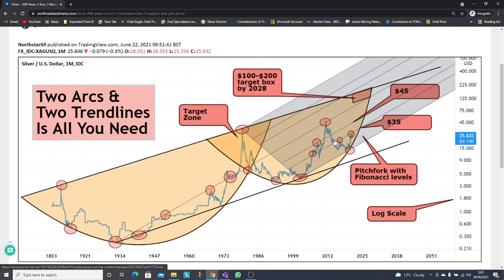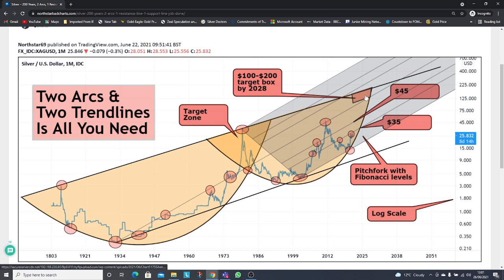So pretty amazing stuff, really. By continuing this arc upwards and finding where it intersects with this sort of trend line that goes back a couple of hundred years, it does identify a place in time and price as well. So it's a time and price target where we may see price being pulled towards.